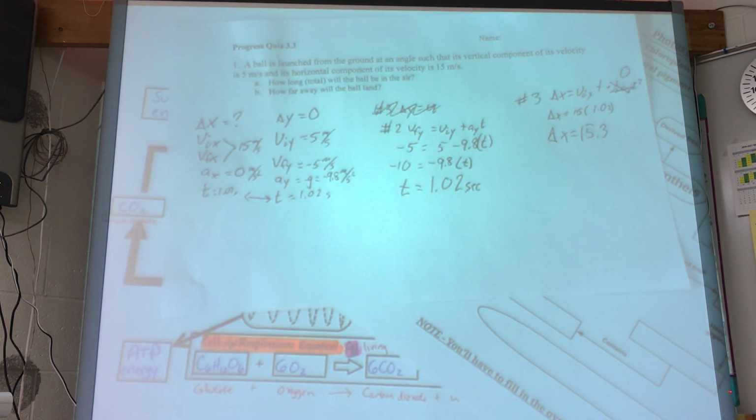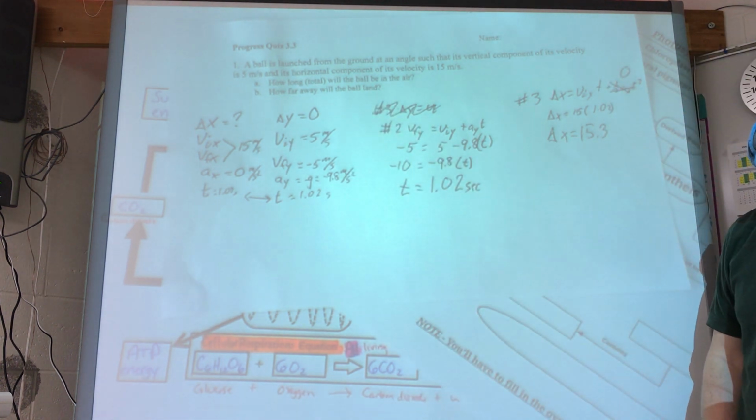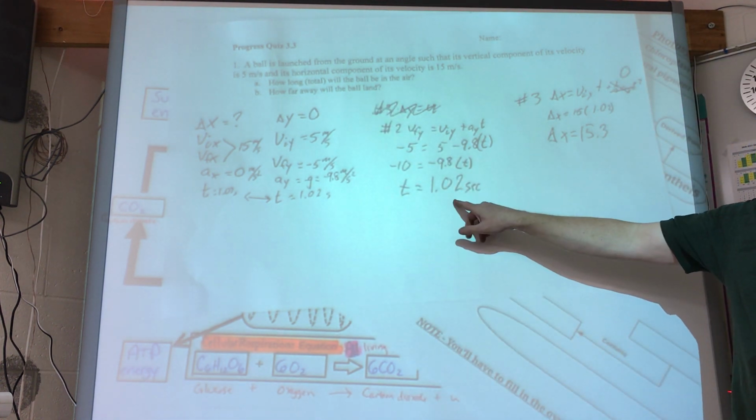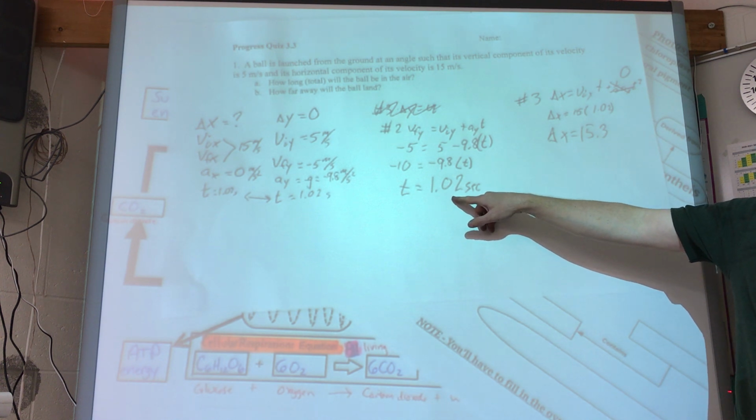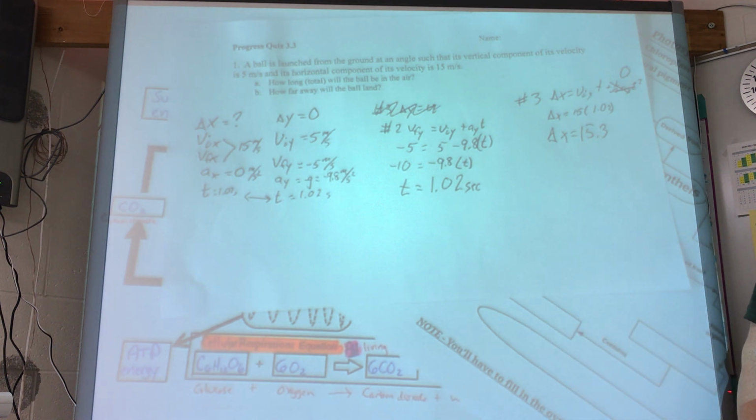Now, in order to solve for time, I chose equation number 2. You could use equation number 2, equation number 3, or equation number 5. They would all get you time, assuming this is the list you have. We get a time of 1.02 seconds. Then when we plug it in for part B, how far, delta X, using equation number 3, is 15.3 meters.